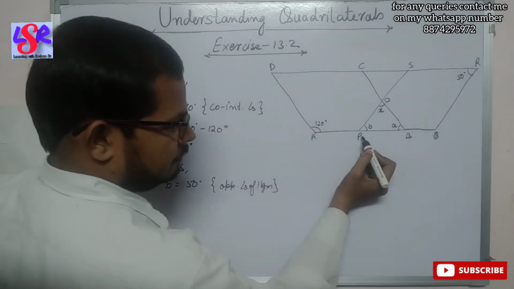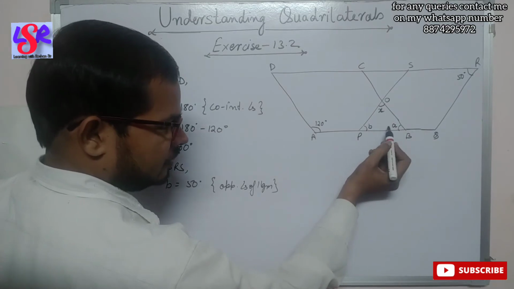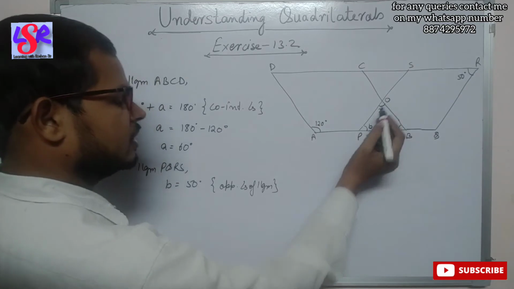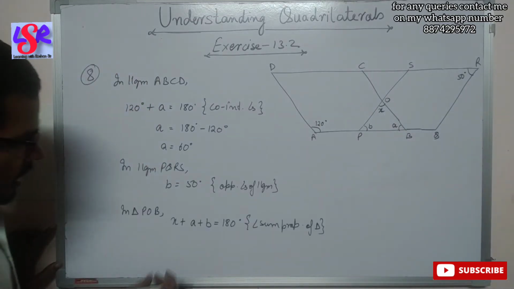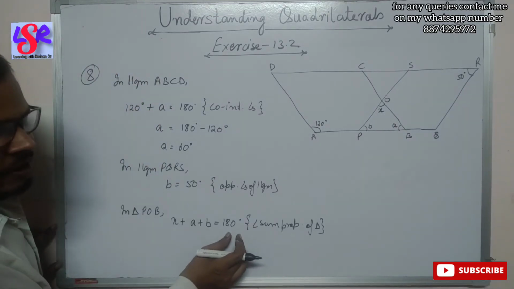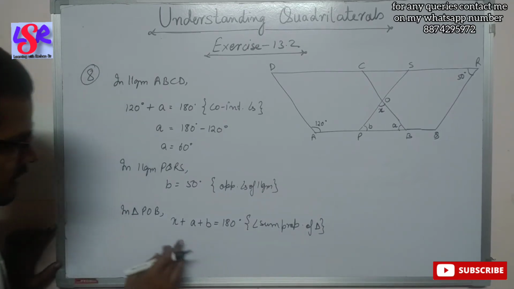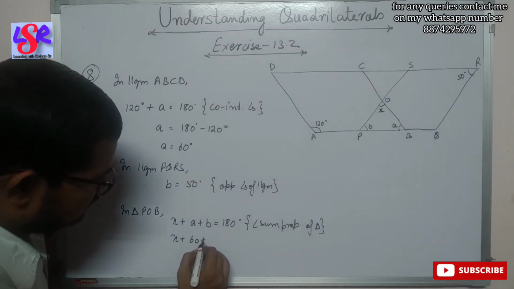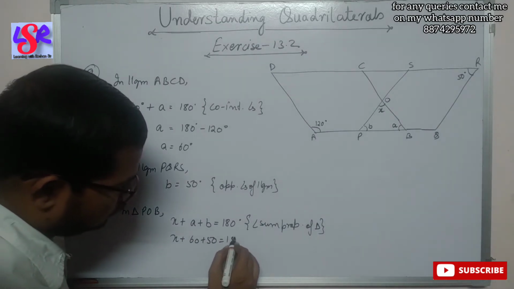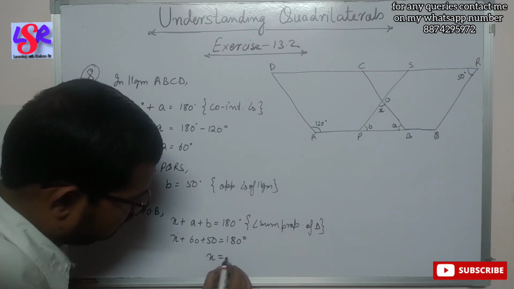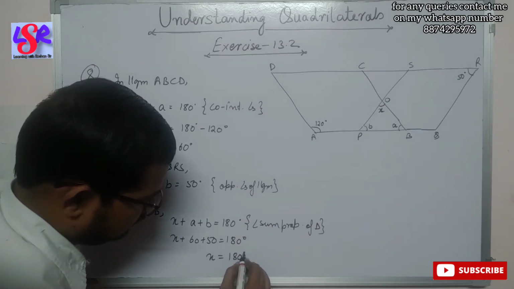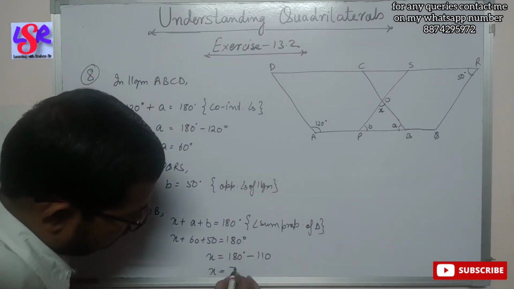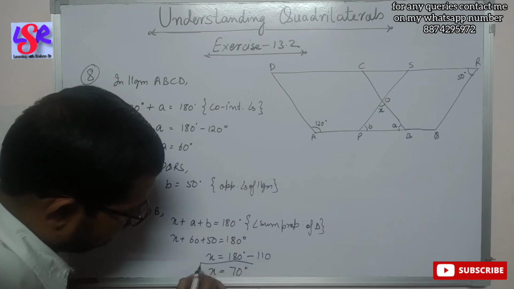Now we have this triangle PBO. In this triangle, we know the angle A, we know the angle B, and we have to find this angle x. So we can use angle sum property of triangle. And here we get x plus A plus B equals 180 degree by angle sum property of triangle. Now we can place the value of A and B. So it will be x plus A we have 60 plus B we have 50 equals 180 degree. Now on making a transpose, this will be x equals 180 degree minus the sum of these two, that is 110. And therefore x will be equal to 70 degree as answer.